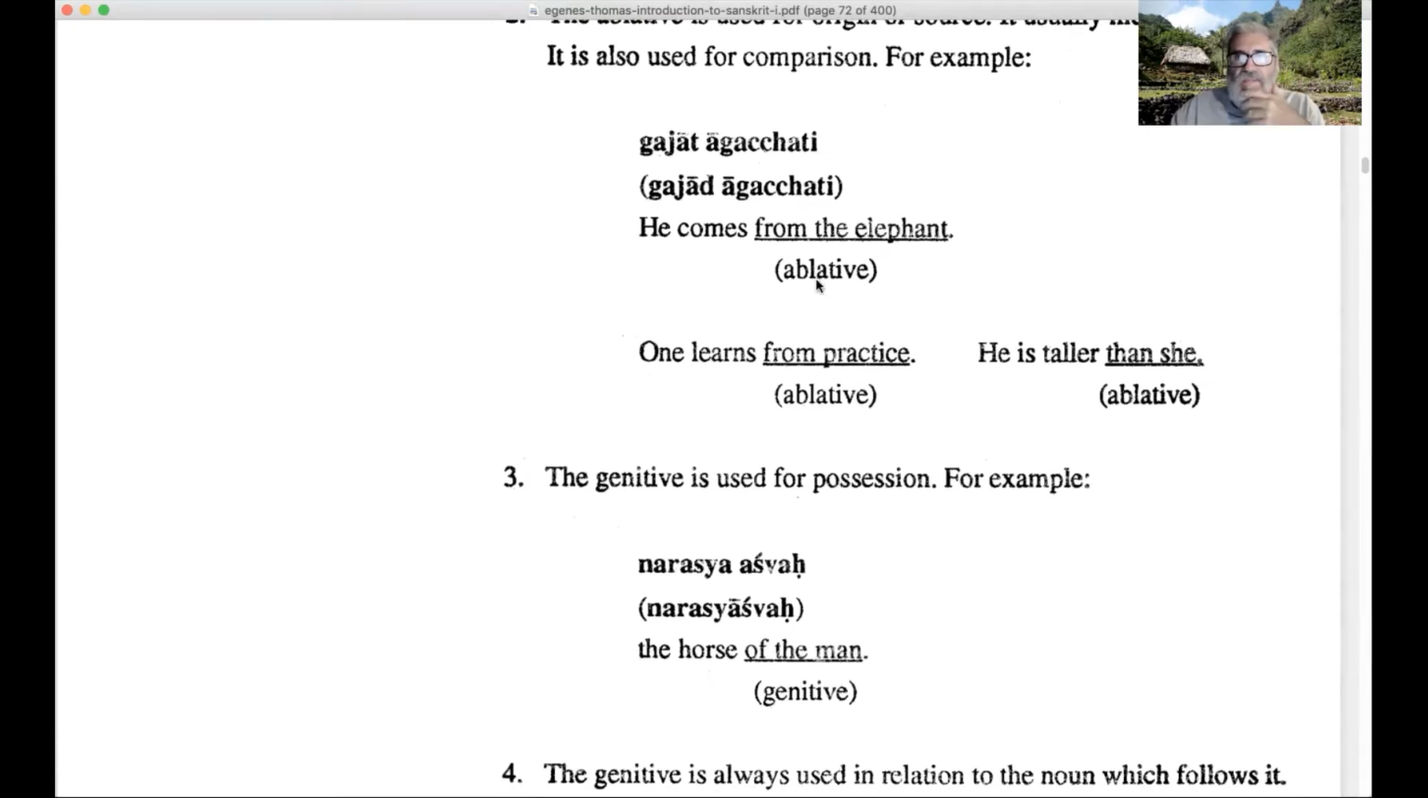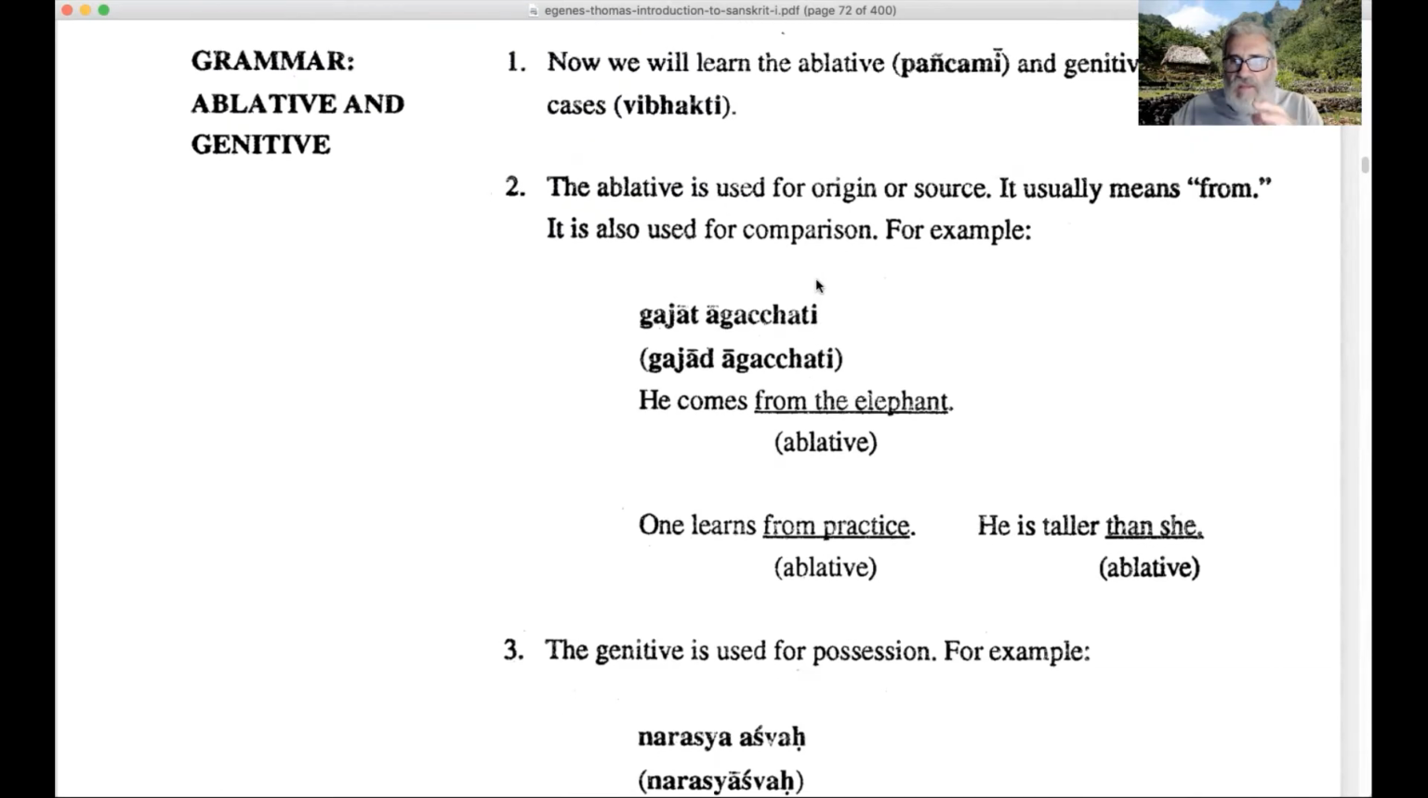Another example he gives in English here, he gives some other examples. One learns from practice. From practice would be put into the ablative. From the elephant is put into the ablative. He is taller than she. What is happening is we don't say he is taller from she, but he is taller than she. He compared to she, he is taller.